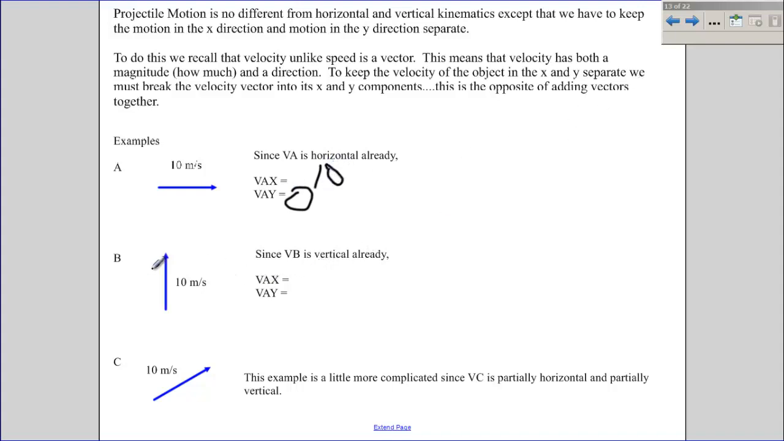In this case, same idea. The x component of this vector is going to be 0, and the y component is going to be 10. It's only when you get a vector like in case C, where it's moving in both the x and y direction, that we have to break this into x and y components. And we do that with the basic trig.